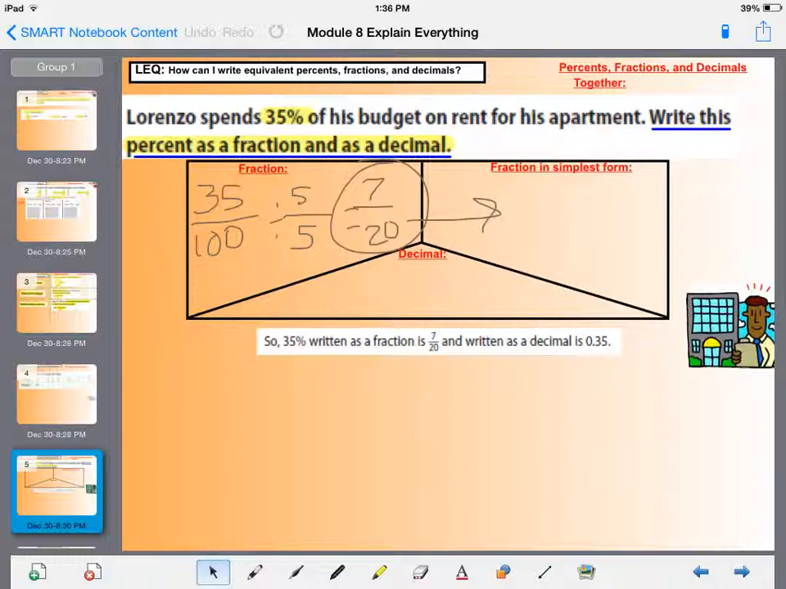In decimal form, we talked about how to turn a percent into a decimal. We said to remove the percent sign, and since we're getting smaller, we move the decimal 2 places to the left. So it would be 35 hundredths.